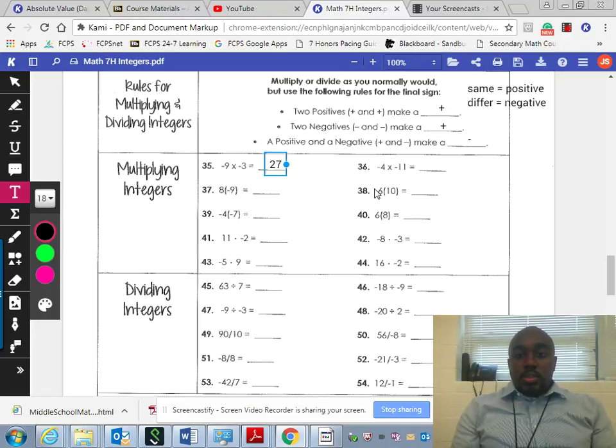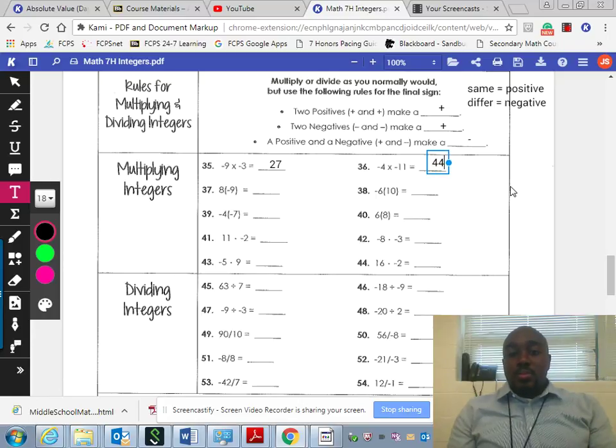Okay. Let's do another example. We have -4 times -11. The first thing you need to ask yourself is, are they the same or are they different? Well, in this example, they are the same. So once again, we're going to have a positive answer. So -4 times -11 is positive 44.